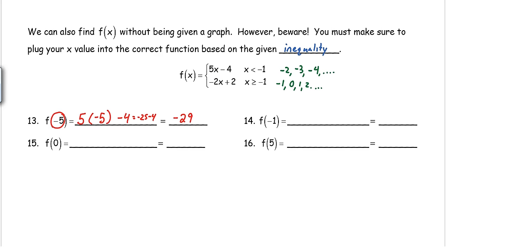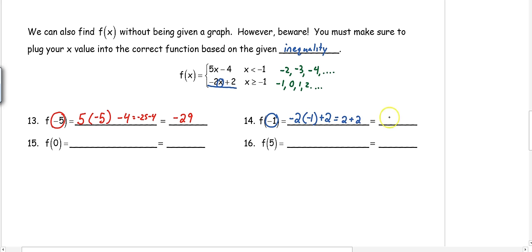Our next point is -1. So -1 is not less than -1. That doesn't make sense in this inequality. -1, however, is greater than or equal to -1. So this time we're going to use our second equation and substitute for x. So -2 times -1 plus 2. -2 times -1 is 2 plus 2, which is equal to 4.